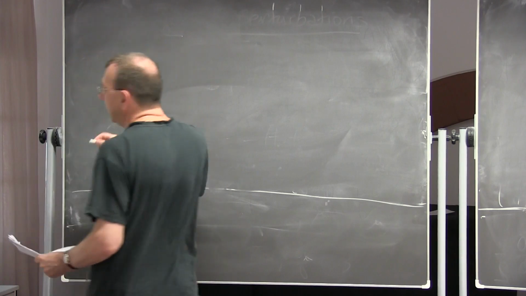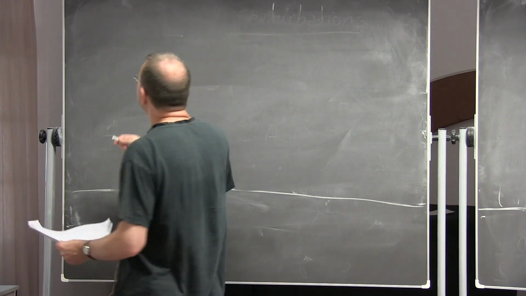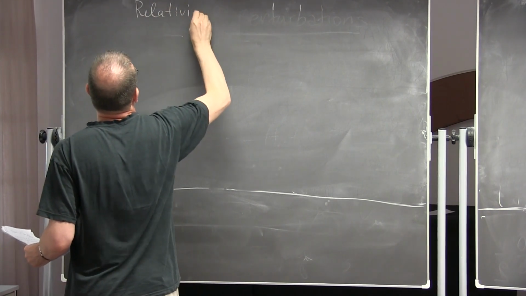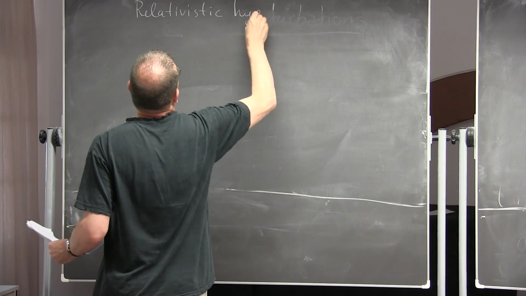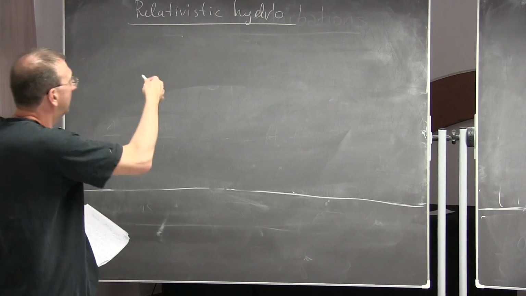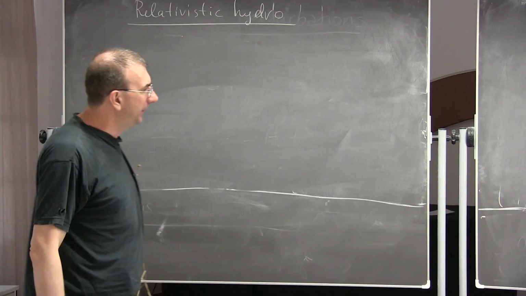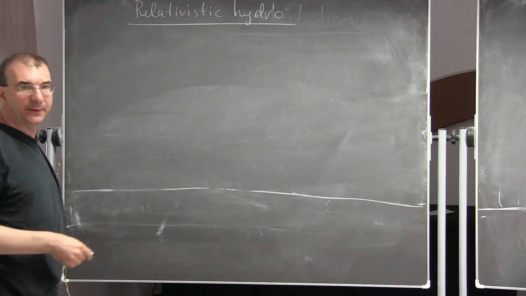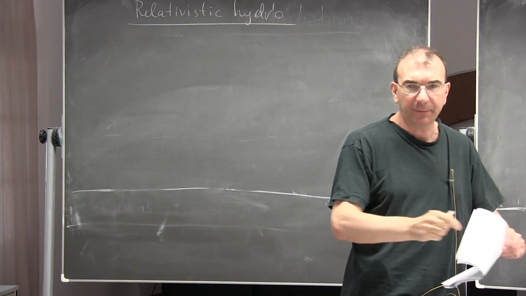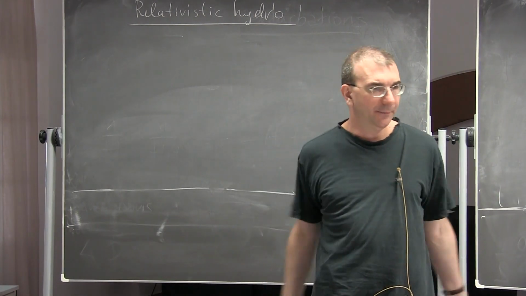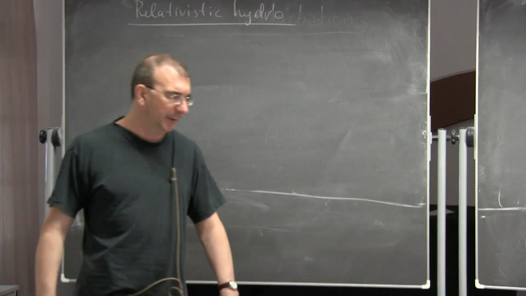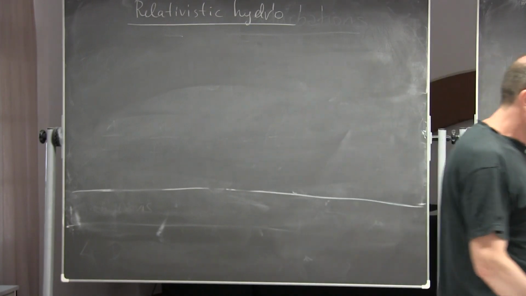We can treat non-relativistic hydrodynamics in a similar fashion, but I won't do it here. So the modern approach to hydrodynamics is to treat it as an effective theory. And effective theory means that we have some microscopic theory underlying our Navier-Stokes equations, and there is some procedure which is not fully understood in all models.